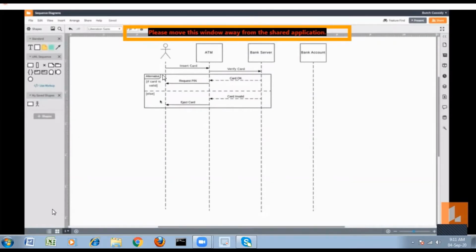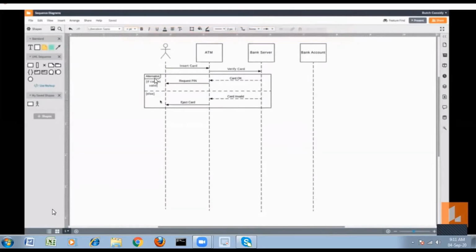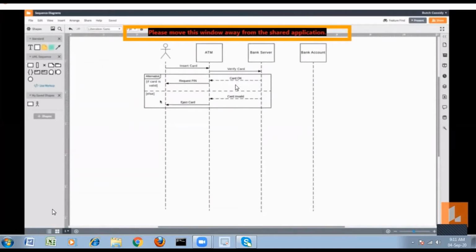Basically, this box is from Lucidchart. This interface is Lucidchart, which helps you to draw. It has different components here, and this gives you an alternative. Suppose now when the actor inserted the card, there are two ways. One is that the card is valid, the other is that it is invalid. So I have alternative actions taking place for the same event.